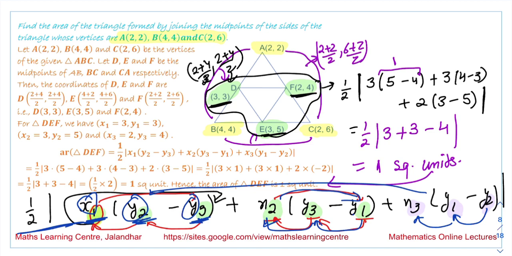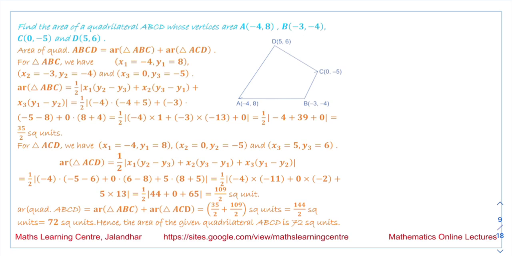Next is, find the area of the quadrilateral ABCD whose vertices are given. The coordinates of these vertices: A is minus 4, 8, B is minus 3, 4, C is 0, minus 5, and D is 5, minus 6. To calculate the area of this quadrilateral, we are going to do a construction. We join the points A and C. Now we have two triangles with us: one is triangle ABC, and the second is triangle ADC. So we can calculate the area of both these triangles separately.